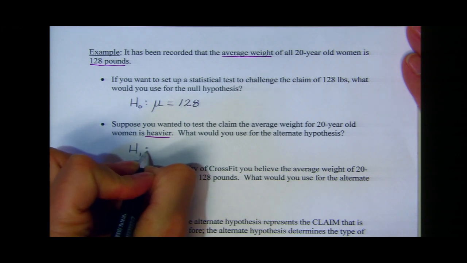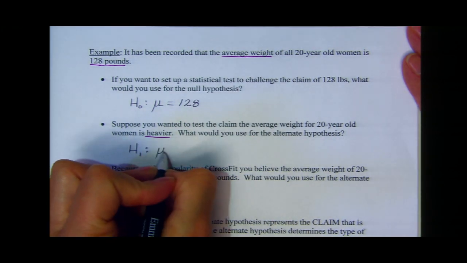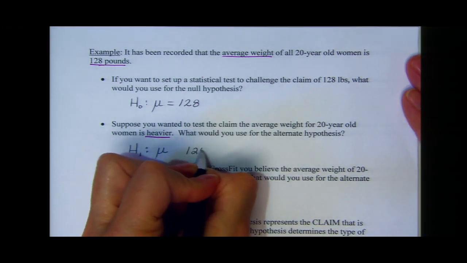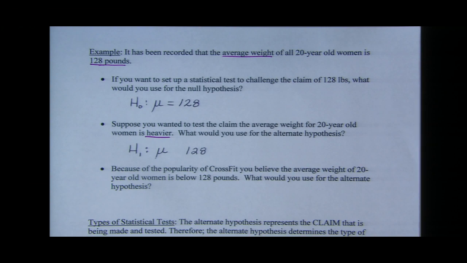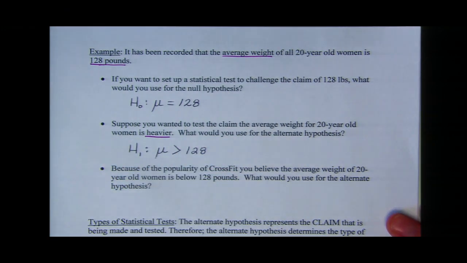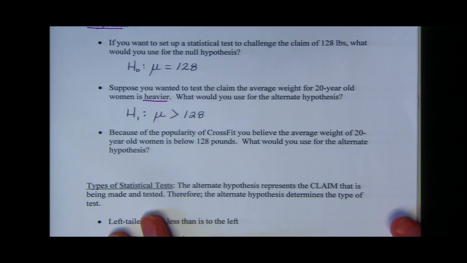So, alternate is H sub 1. And it's going to be mu, and you're still going to use 128. That number doesn't change, but you think it's less than, greater than, or not equal to. Well, heavier would represent a greater than inequality.